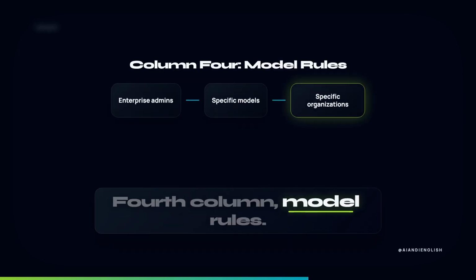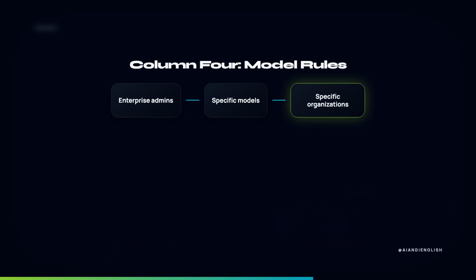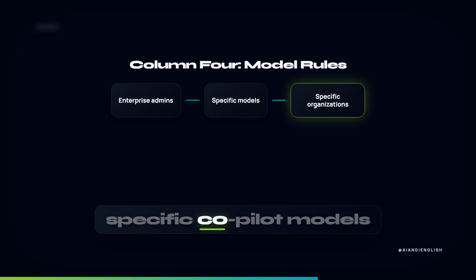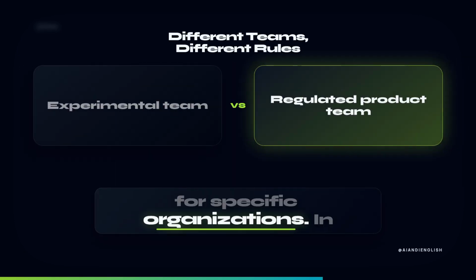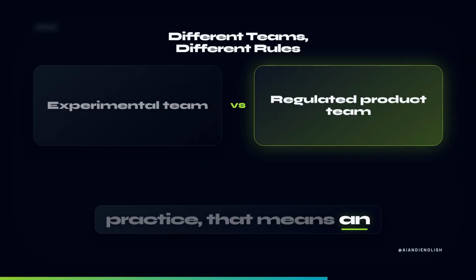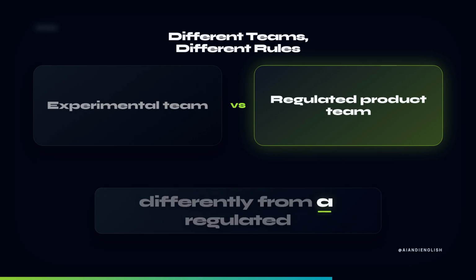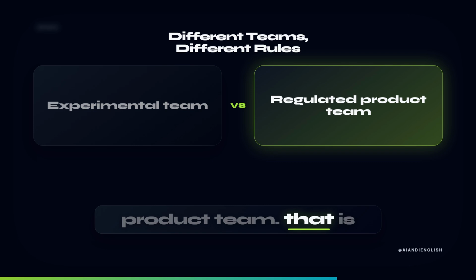Fourth column, model rules. With targeted model rules, enterprise admins can allow specific Copilot models for specific organizations. In practice, that means an experimental team can work differently from a regulated product team. That is better than one global setting for everyone.